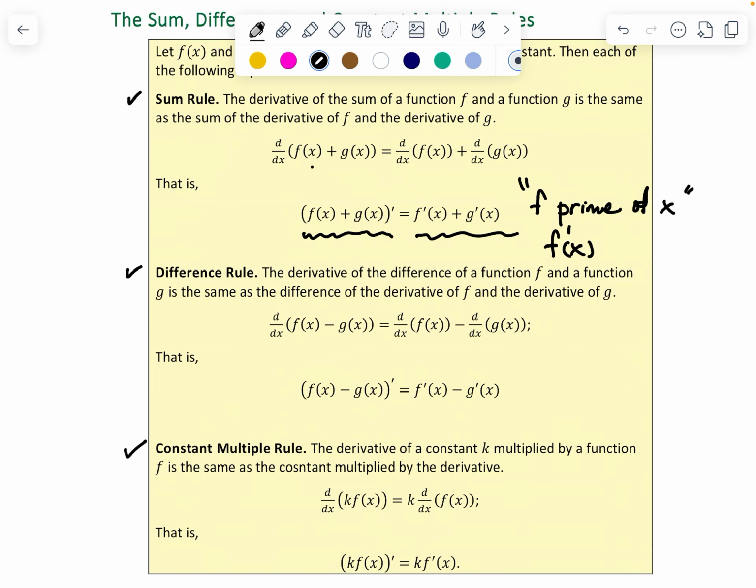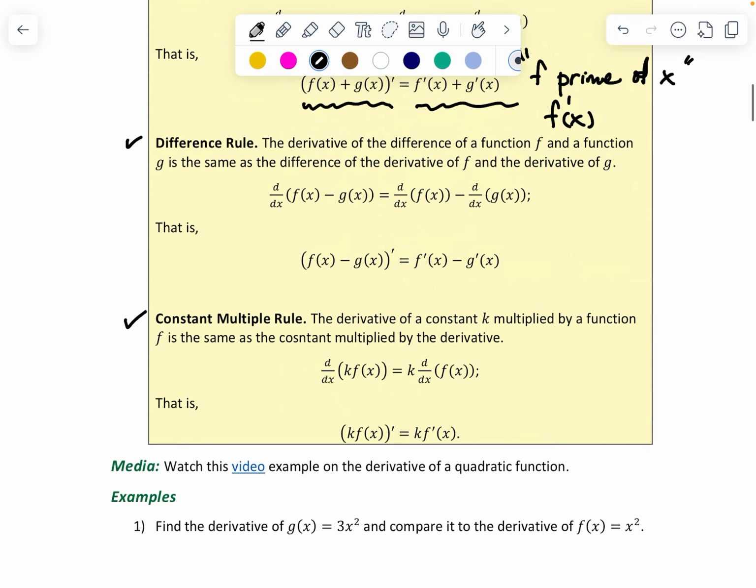It's the derivative of f with respect to x. So you have the difference rule there. The derivative of the difference of a function f and a function g is the same as the difference of the derivatives of f and g.